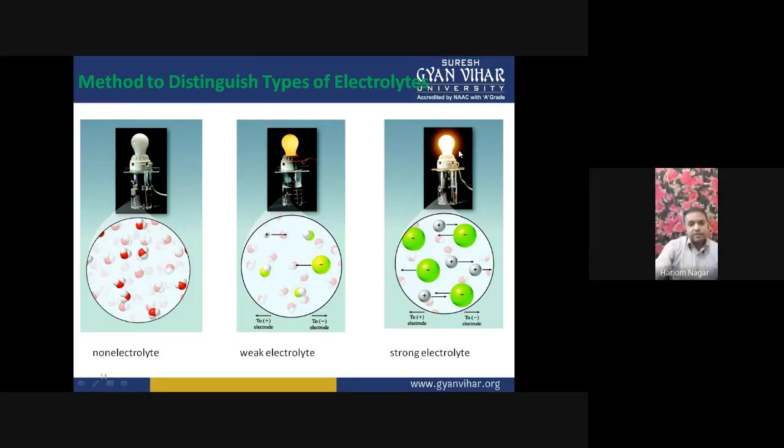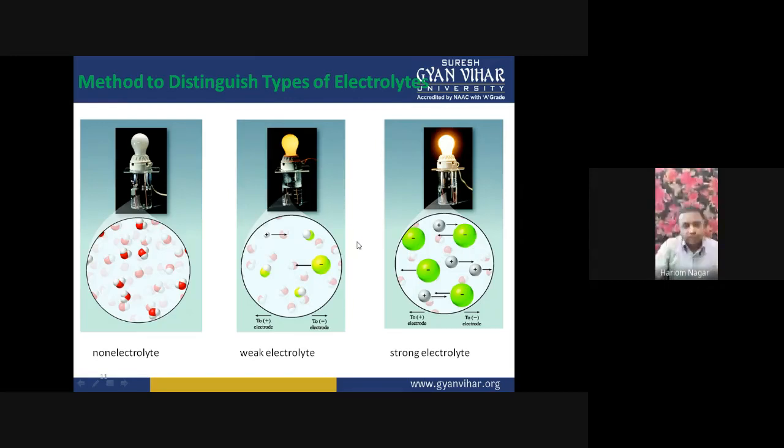But if the bulb is lighted very much, okay, then we can say that the solution is of a strong electrolyte, because strong electrolytes are completely dissociated into ions, and a large number of these ions migrate towards the electrodes and produce electricity. So by this method we can easily distinguish the types of electrolytes: strong, weak or non-electrolyte.